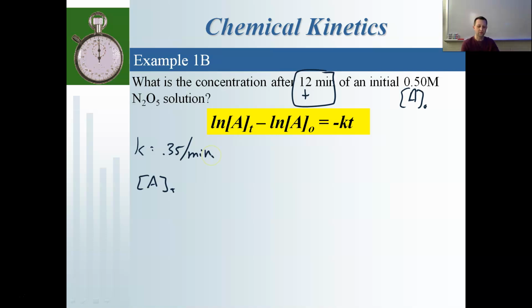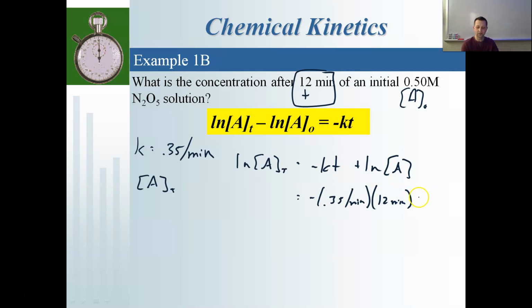All right, so what we want to do is, same thing, reorganize this, and you're going to get natural log of A sub t equals negative kt plus natural log of A sub 0. All right, you're going to want to plug in everything and then solve it. So we're going to get negative 0.35 per minute times t, 12 minutes, plus natural log of 0.50 molar. All right, go ahead and solve that.